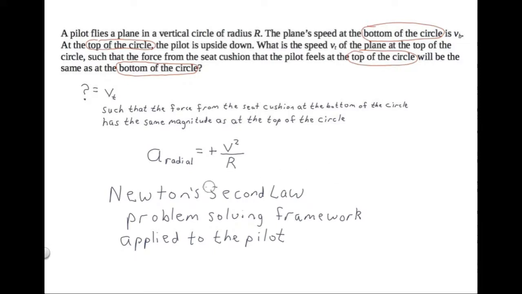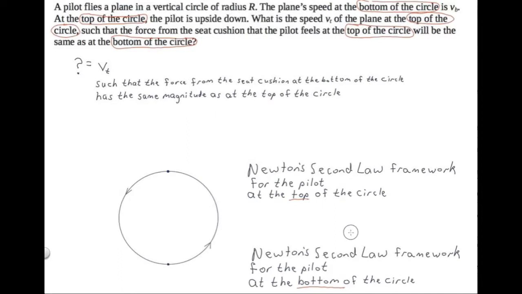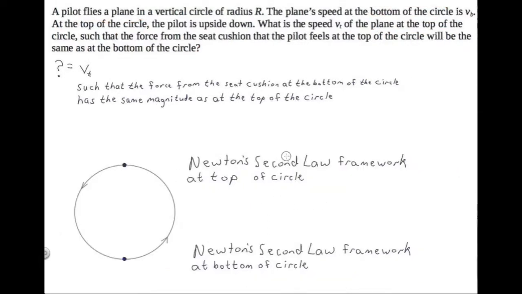So, we are going to have to apply the Newton's second law problem-solving framework twice. We will need to apply Newton's second law to the pilot situation at the bottom of the circle. And we will need to apply Newton's second law to the pilot situation at the top of the circle. Which of these two frameworks should we work with first? Well, the problem is asking us to determine the pilot's speed, v sub t, at the top of the circle. That's actually a clue that we need to begin by applying the Newton's second law framework to the bottom of the circle. Then apply the Newton's second law framework to the top of the circle in order to answer the question and determine v sub t.